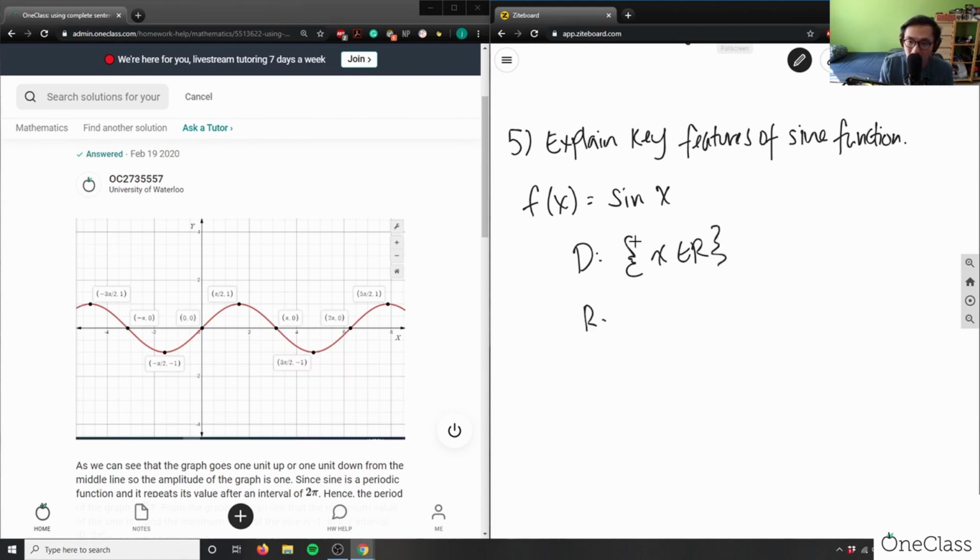And then my range, for example, as you can look at the y-axis here, it goes up to 1 and it goes down to -1 here. So y has to be between -1 and 1 here. So y has to be that, and y is obviously all real numbers as well. So that's my domain and range for this function here.